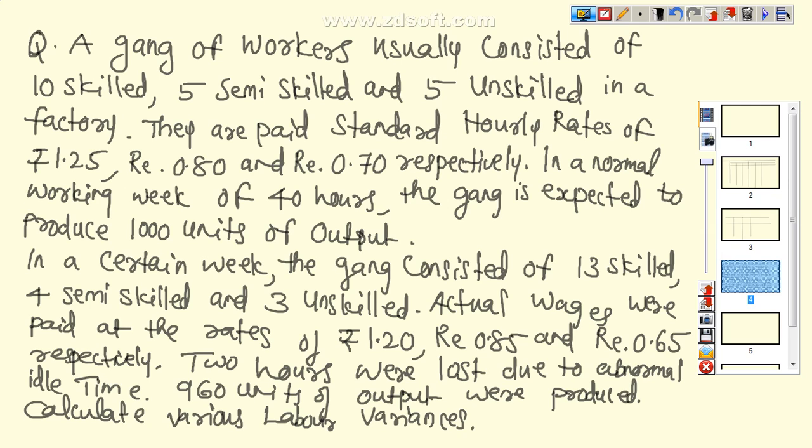a factory. They are paid standard hourly rates of 1.25, 0.80 and 0.70 respectively. In a normal working week of 40 hours, the gang is expected to produce 1000 units of output. So according to this information, standard information is given.